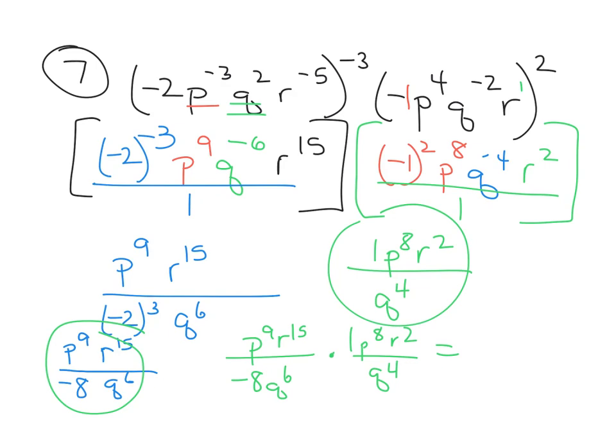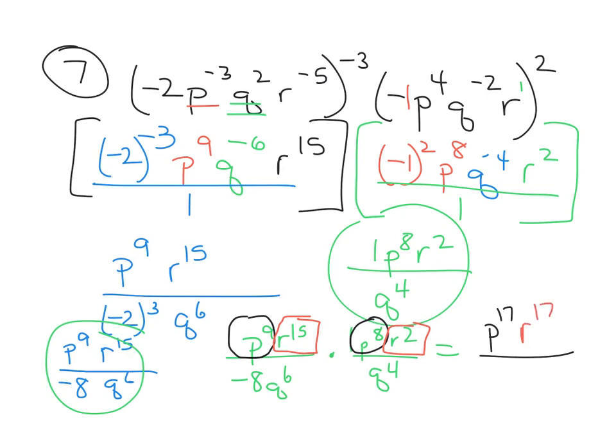Okay, so first of all, is that 1 going to make any difference on top? No, I can forget it. Now look at your p's. So I have p to the 9th here and I have p to the 8th here. They're all on top, so I'm going to put them together. So that's p to the 17th. All right, next thing, let's look at those r's. The r to the 15th and the r to the 2nd, all on top. So I'm going to put those together. That's r to the 17th.